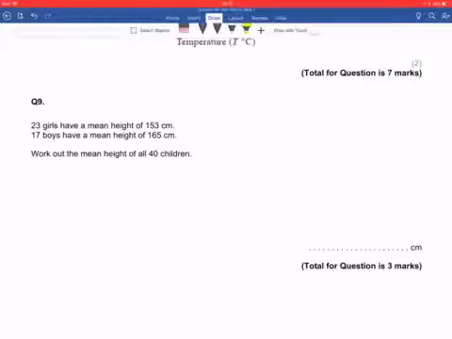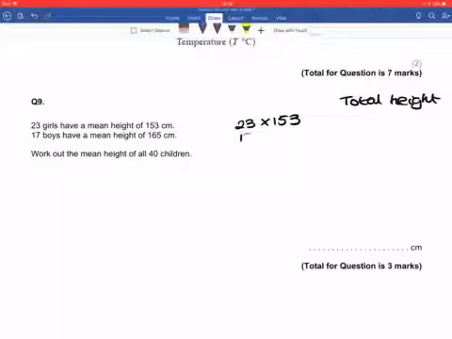Right, 23 girls have a mean height of 153. That must mean that 23 times 153 is their total height. And for the boys, it must be 17 times 165. So if I want to work out the mean for all the children, I need to add their total heights and divide by how many there are. So I think I'll get 3519 for the girls. I'll get 2805 for the boys.